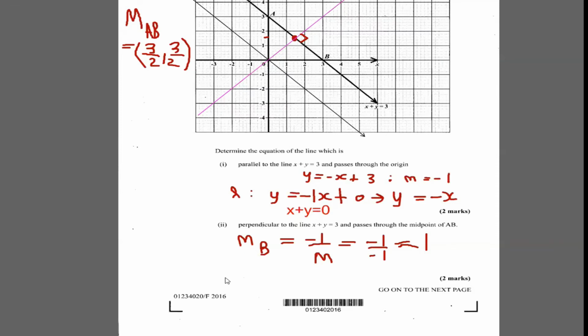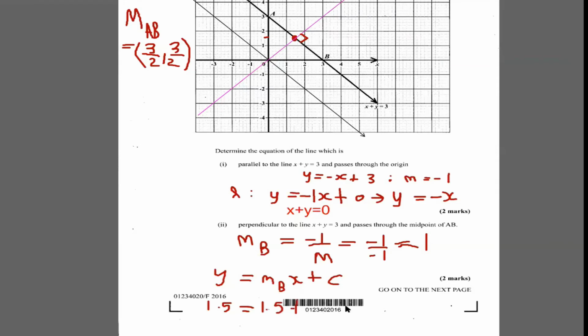But just to show it, the equation of the line is y is equal to the gradient of the bisector times x plus c. But this line passes through the midpoint. The midpoint is 1.5. And so 1.5 is equal to 1 times x, and x is also 1.5, plus c.